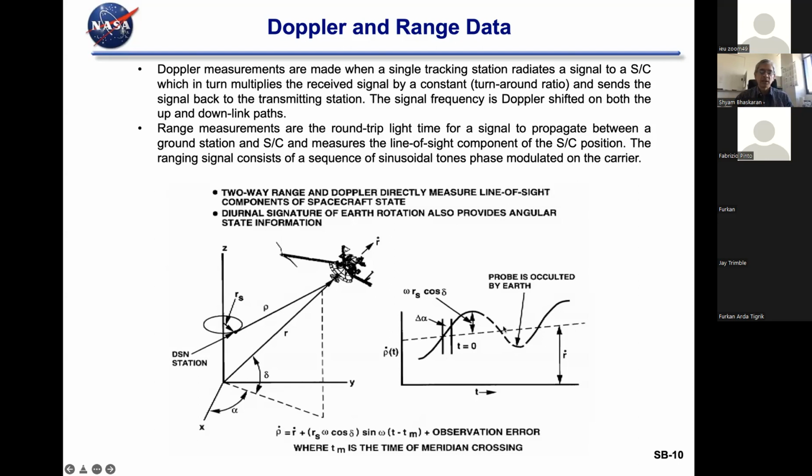But once again, if you work through the math, the amplitude of that signal and the phase of that signal tells you information about where the spacecraft is in the sky.